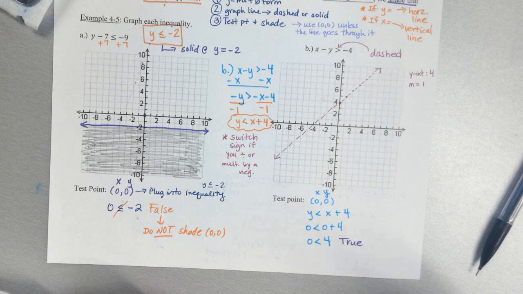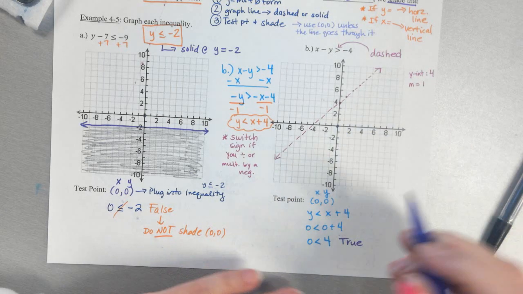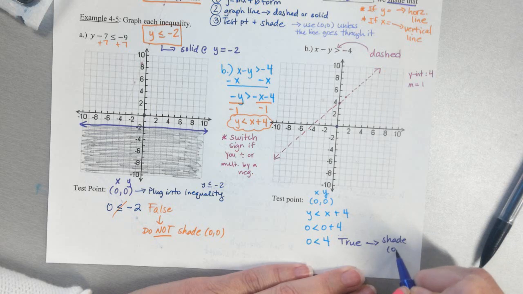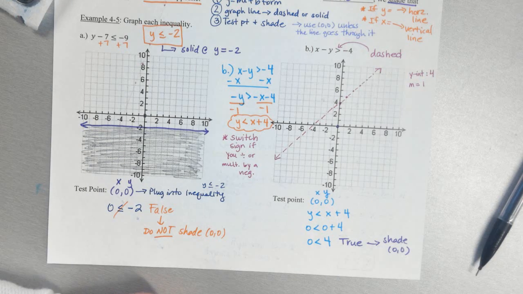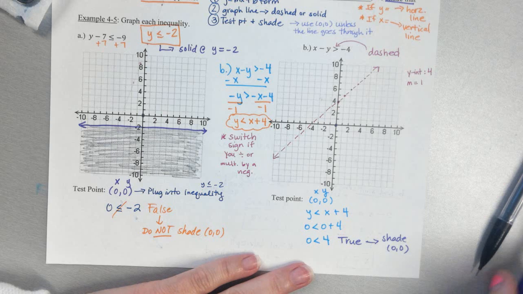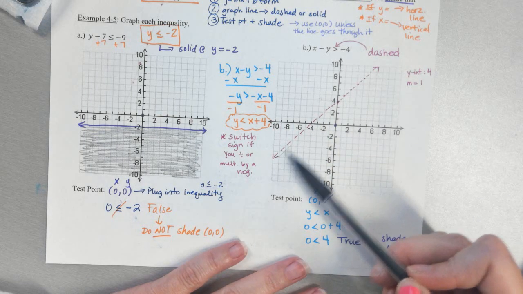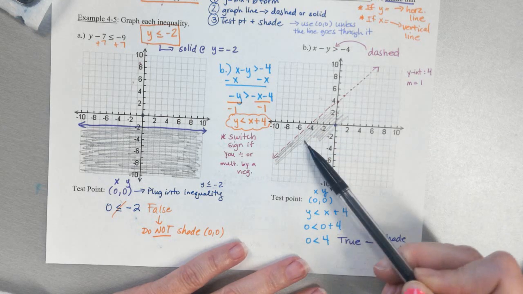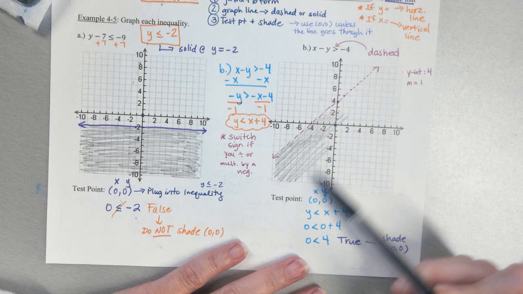And then find 0, 0. So if it's true, you are going to shade 0, 0. Okay, so true, you're going to shade 0, 0. So that means I'm going to shade below it, so that my solution includes the 0, 0. I'm going to shade everything below it.